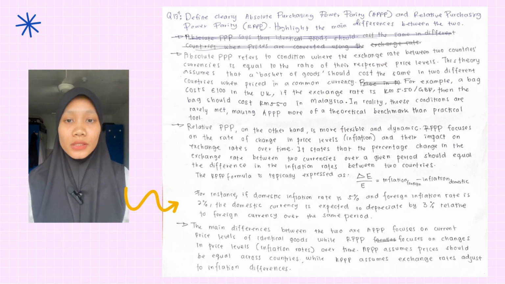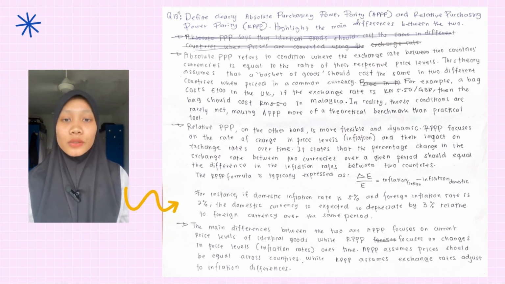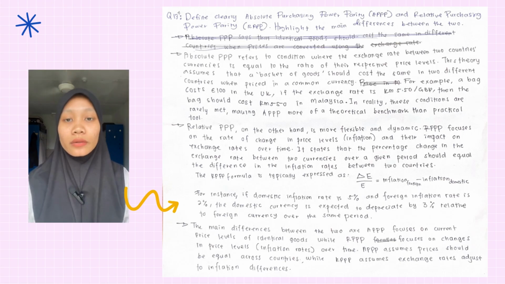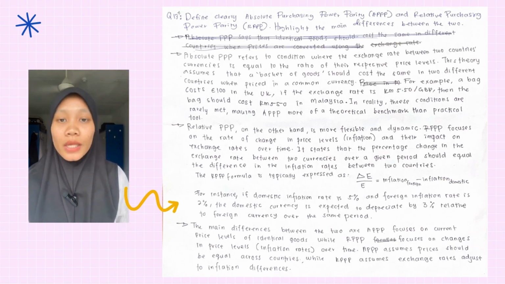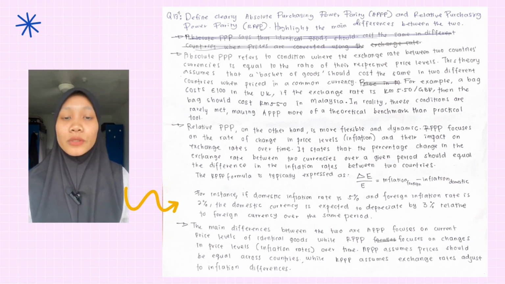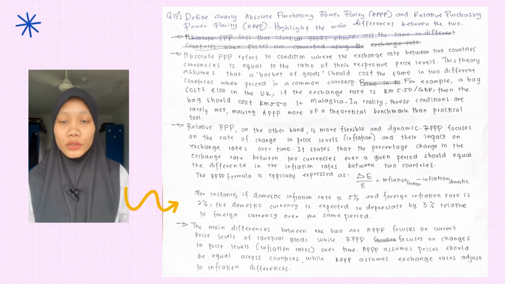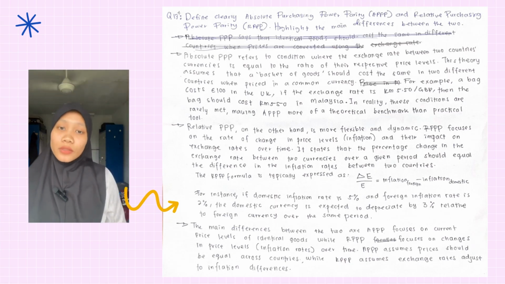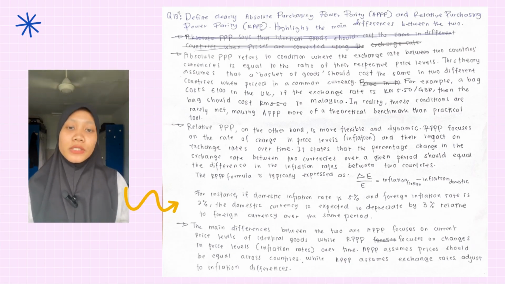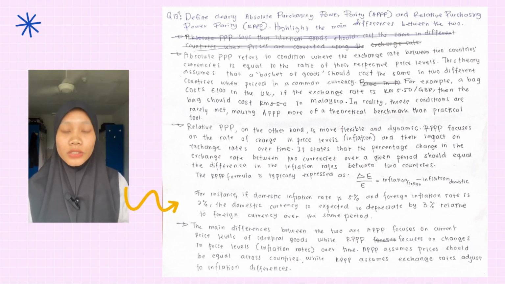For question 13, we need to define clearly absolute purchasing power parity and relative purchasing power parity. Then highlight the main differences between the two. Absolute purchasing power parity says that identical goods should cost the same in different countries when prices are converted using the exchange rates. So in other words, price in Malaysia in RM equals price in UK in GBP multiplied with the exchange rate.